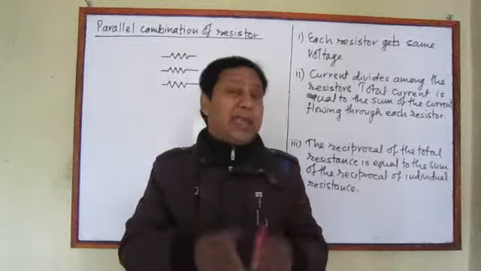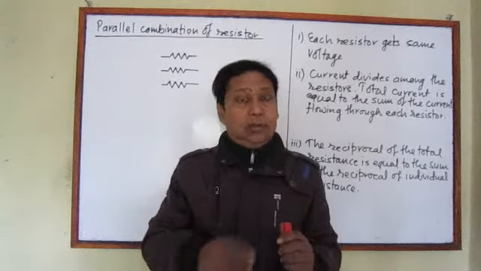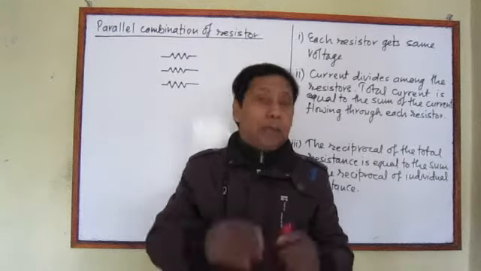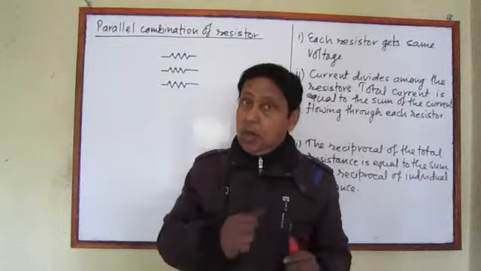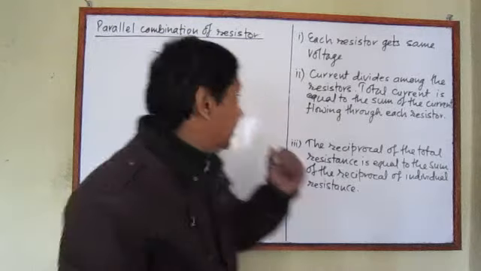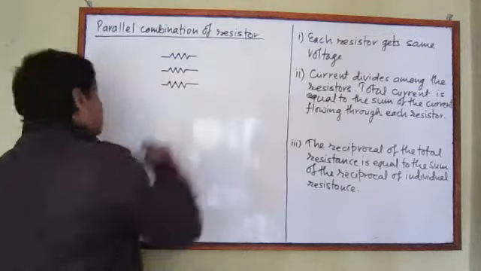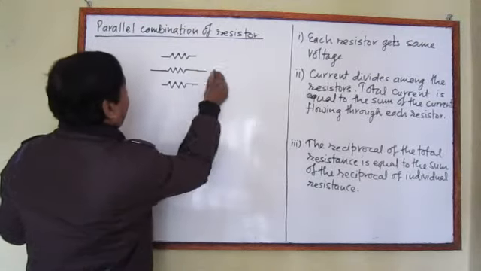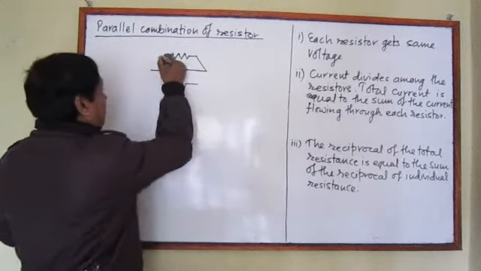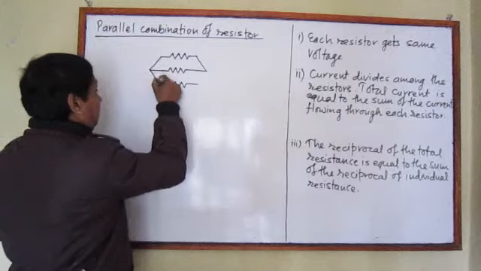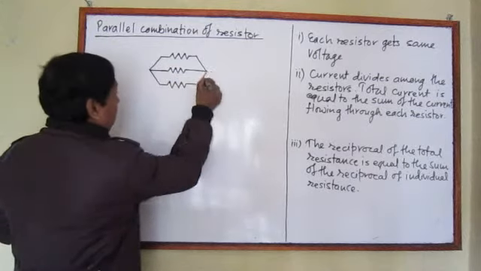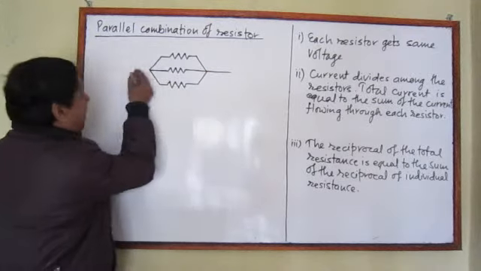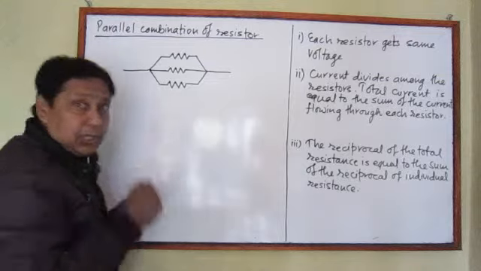A conductor wire having high resistance is called a resistor. Now I am talking about the parallel combination of resistors. For this, look at these three resistors that are taken, and I am going to connect them in parallel this way. This is the parallel combination of these three resistors.